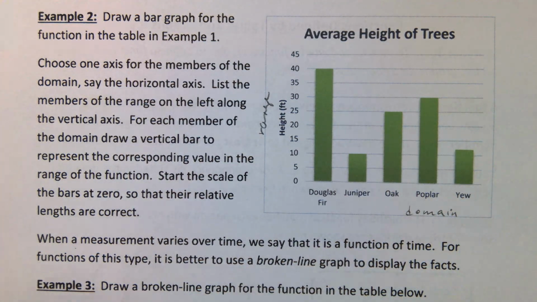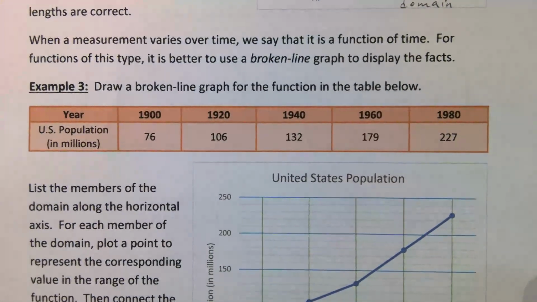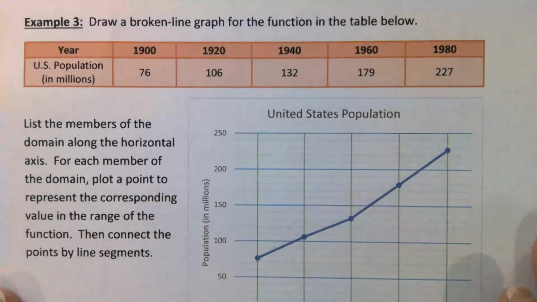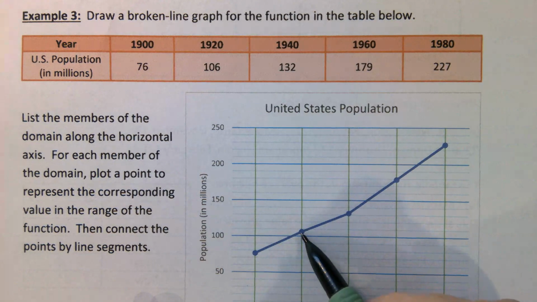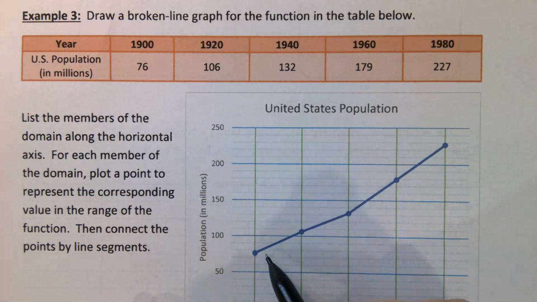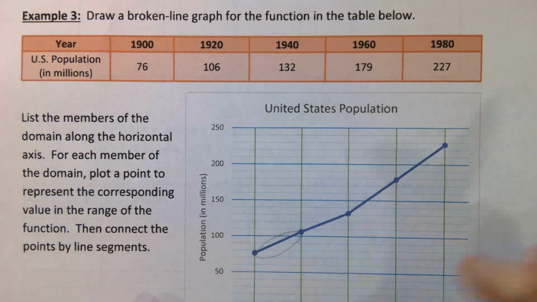When a measurement varies over time, we say that it is a function of time. For functions of this type, it is better to use a broken line graph. You're used to them being called just line graphs, but it's a broken line graph because the line breaks. If we look at this graph here, this was the population in 1900, this was the population in 1920, but these are not necessarily the populations for the years in between. It might kind of go like this, it might kind of go like that.